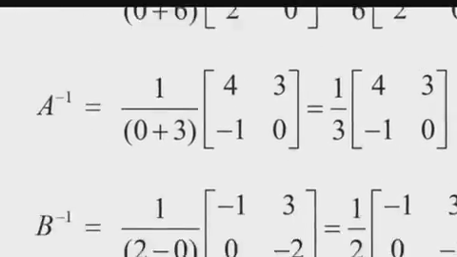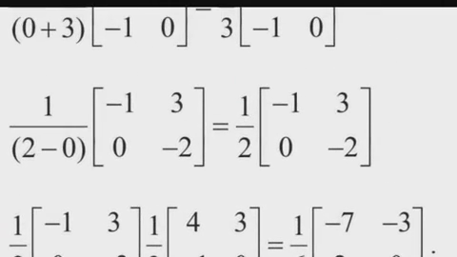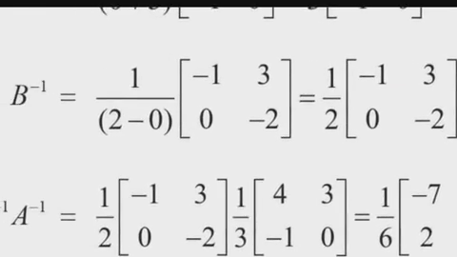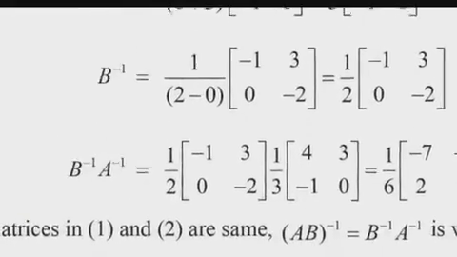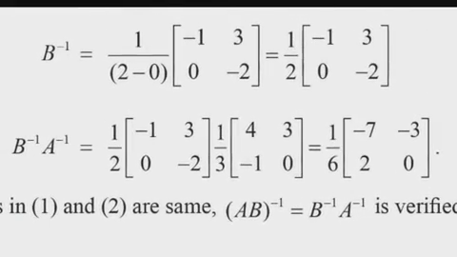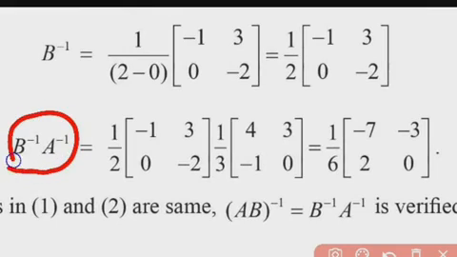So B inverse equals 1 by 2 into [-1 3; 0 -2]. Okay, so we found A inverse and B inverse. Next we are going to find B inverse into A inverse. Don't forget, B inverse into A inverse, not A inverse into B inverse.